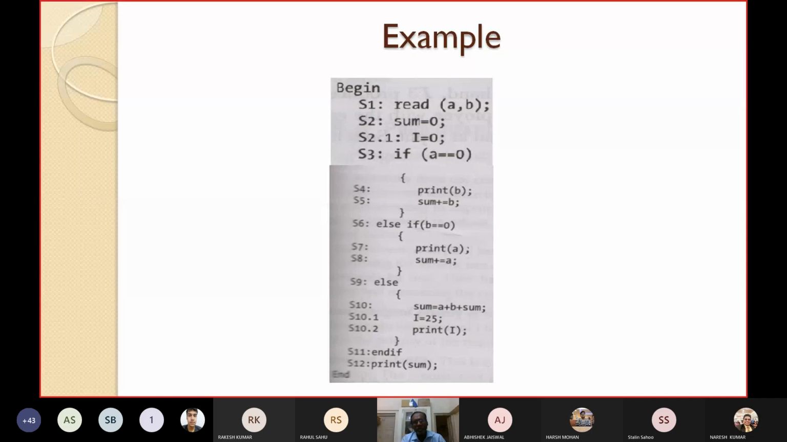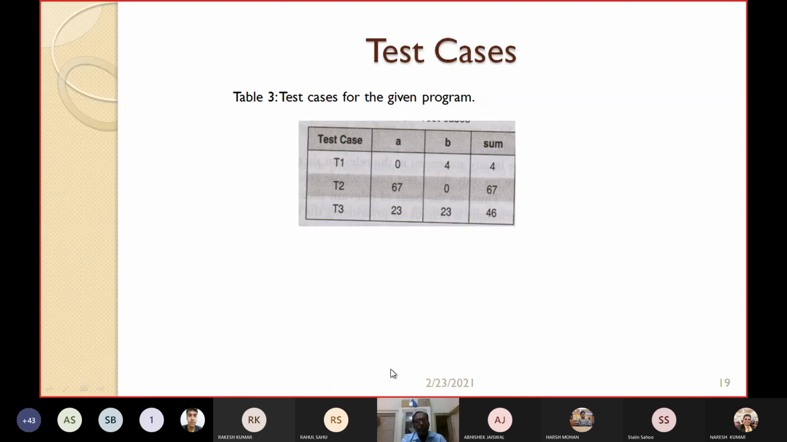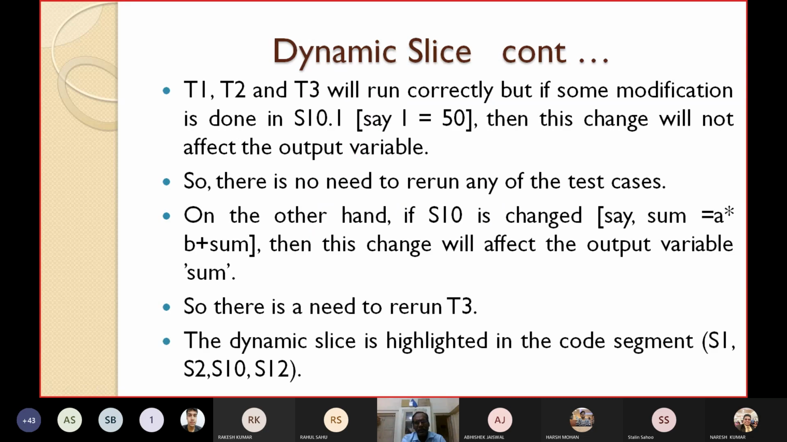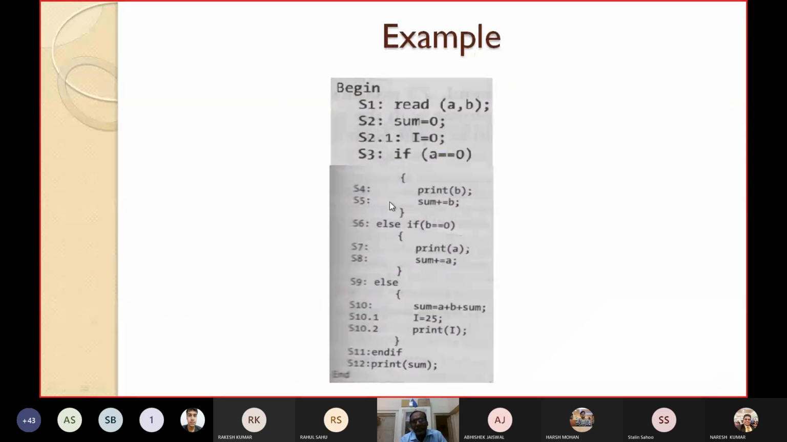Some of the test cases have to be rerun. Yes, because the final print value is sum. So which test case do I have to rerun? Please say. In the first test case, a is equal to 0 I have taken. In the second test case, b is equal to 0. So for the first test case, which lines will be executed? S4, S5. For b equal to 0, these will be executed.